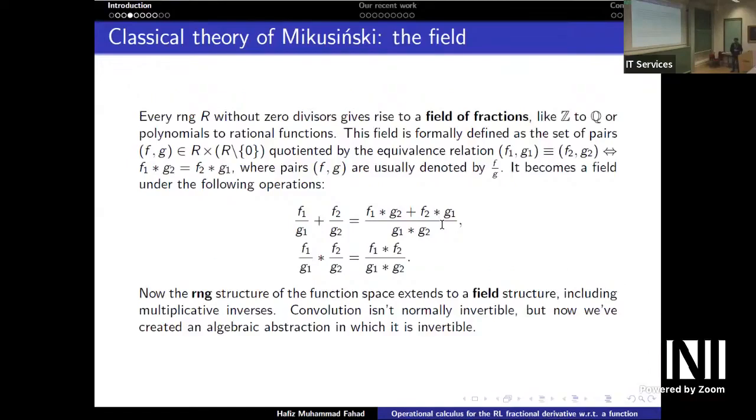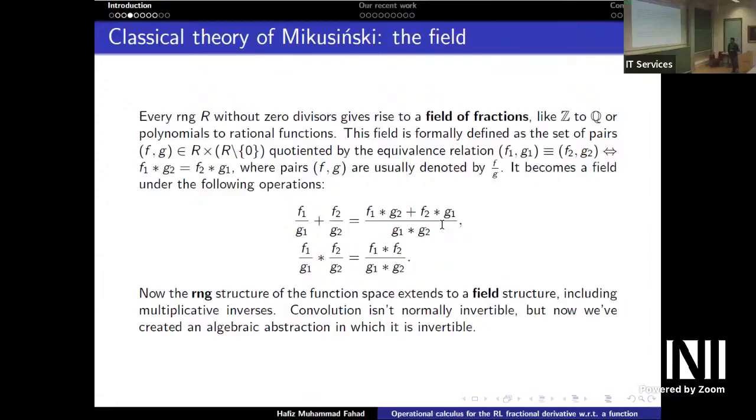Now let's try to extend this ring, that is C0 infinity, to its field of fractions. This field is formally defined as the set of pairs (f, g) belonging to this space, quotient by the equivalence relation, that is (f1, g1) is equivalent to (f2, g2) if and only if f1 star g2 is equal to f2 star g1, where the pair (f, g) is usually denoted by f by g.